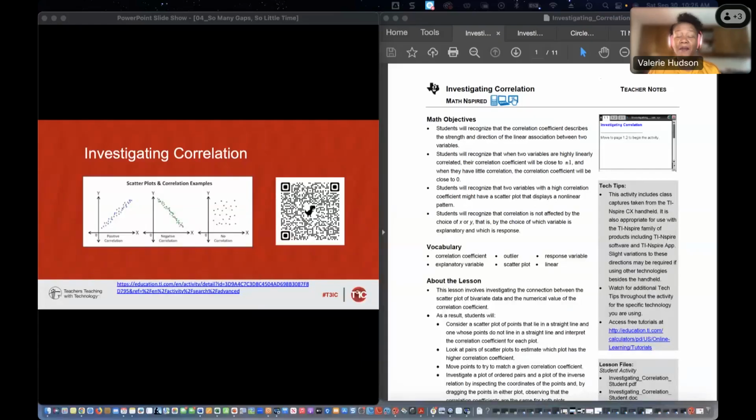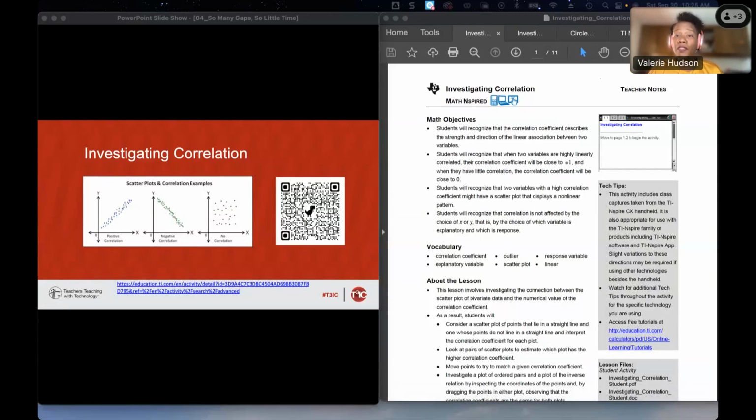So hopefully you can see my screen. I'm Valerie Hudson, and I'm also here in the Dallas-Fort Worth area with the fabulous Veronica. And we're going to talk about the activity Investigating Correlation. If you didn't see in the chat, the materials will be available in an email after the conference. But obviously, you can get to Investigating Correlation right now. It is an activity that is on the TI website.